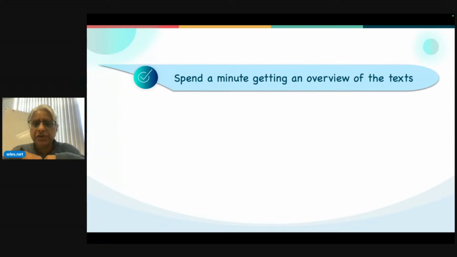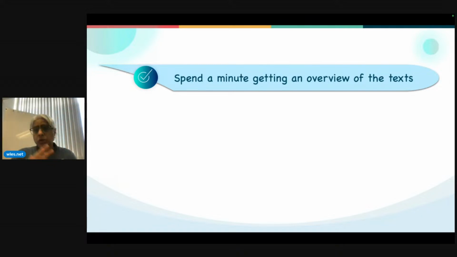Let's just recap a few things. We looked at getting an overview of the four texts immediately, but only spending a minute doing this. Remember, you have 20 questions, you only have 15 minutes. So really it's all about speed. It's all about skimming and scanning. So maybe spend a minute. I know some people like to spend longer, but don't spend too long, just getting a quick overview of the four texts.